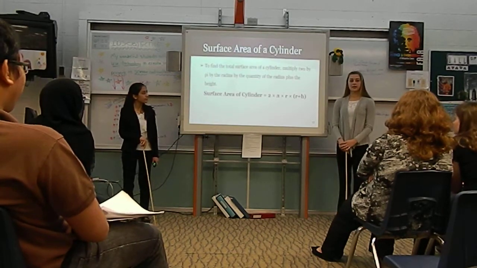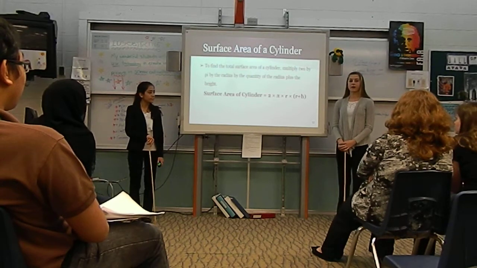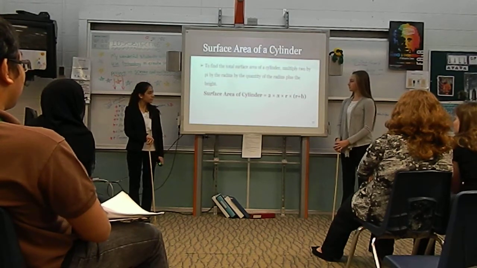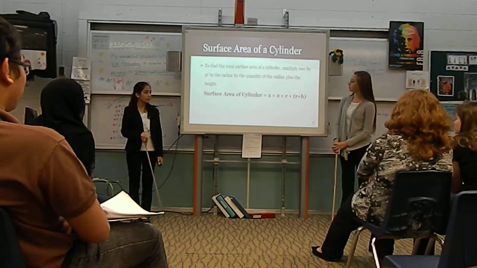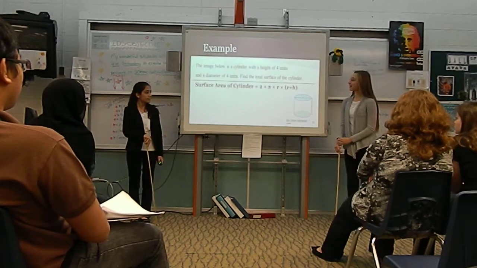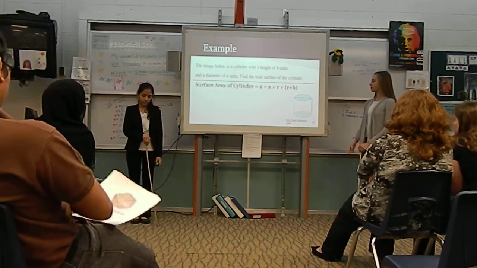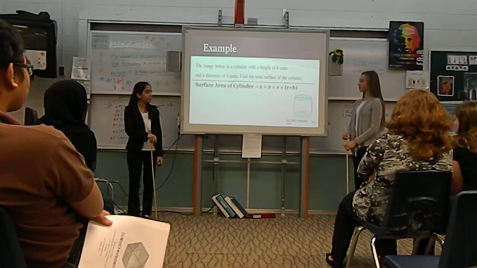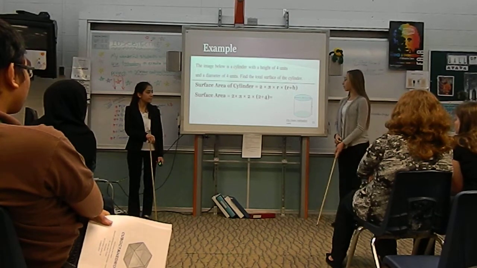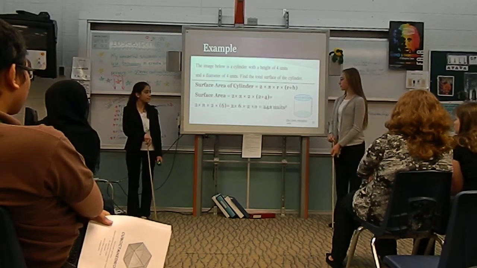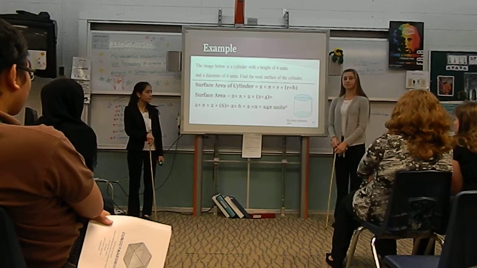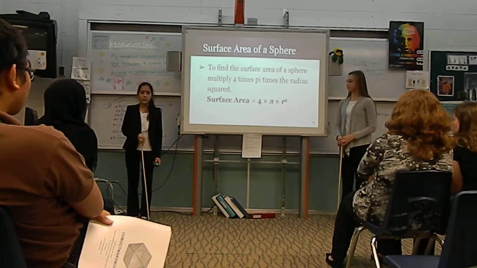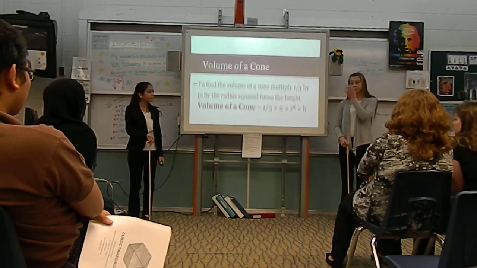Surface area of a cylinder. The surface area of a cylinder is 2 times pi times radius times the quantity of radius plus height. The image below shows a cylinder with a height of 4 units and a diameter of 4 units, and you plug that into the surface area of the cylinder equation. So you would plug in 2 for the radius and 4 for the height to get 24 pi units squared. The surface area of a sphere is equal to 4 times pi times radius squared.